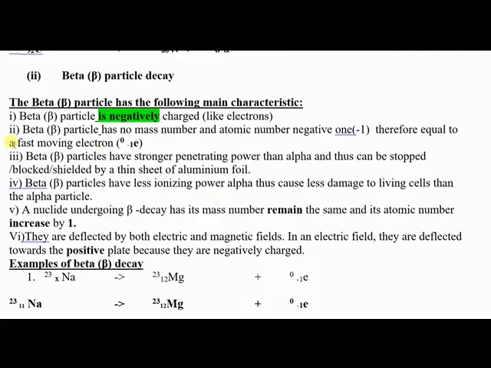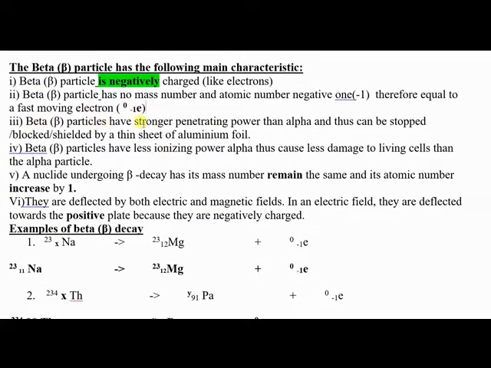Number 2, Roman 2, is that a beta particle has no mass number and an atomic number of negative 1. They don't have a mass number, but they have an atomic number of -1. Therefore, they are equal to a fast moving electron. So when we are writing this one, we put it like this. We put e, which stands for an electron, then the mass number is 0 and the atomic number is -1. So that is for a beta particle.